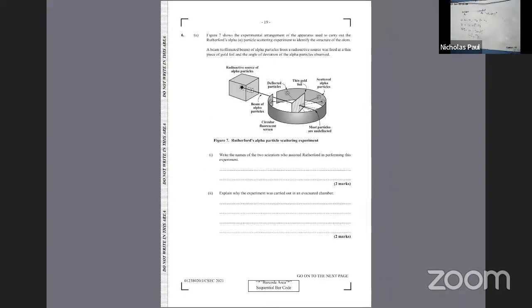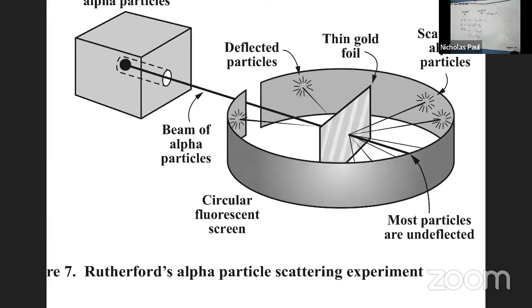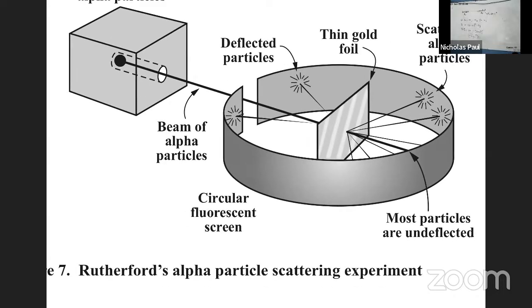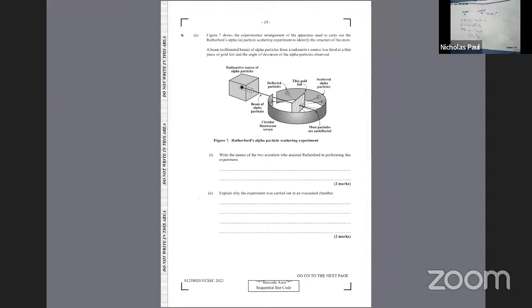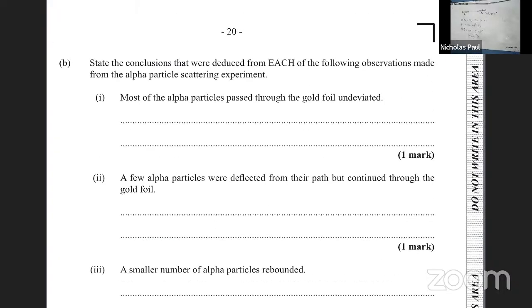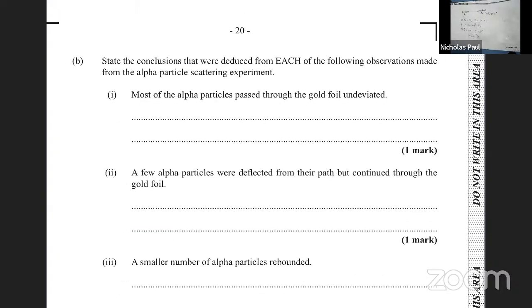Well, they label it up here. There's the next question where they ask you to label it and say the conclusion for each one. Most of the alpha particles pass through. Conclusion is the atom is mainly empty space.